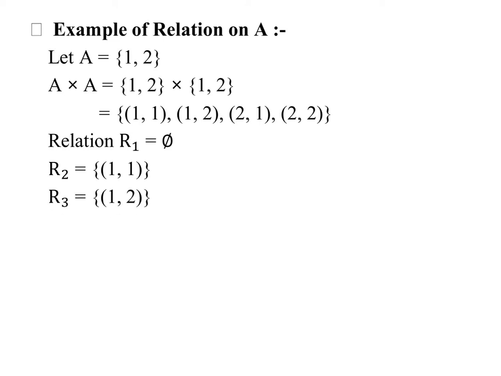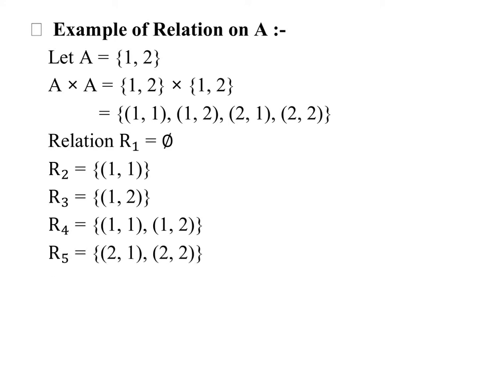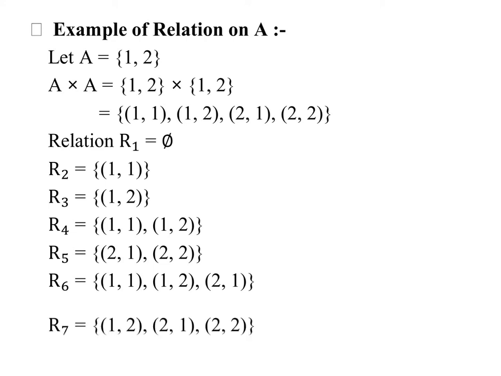R3 is equal to ordered pair {(1, 2)}. The R3 is a subset of A cross A. R4 is equal to the set of ordered pairs {(1, 1), (1, 2)}. Then R4 is a subset of A cross A. R5 is equal to {(2, 1), (2, 2)}. The R5 is a subset of A cross A. R6 is equal to {(1, 1), (1, 2), (2, 1)}. Then R6 is a subset of A cross A.